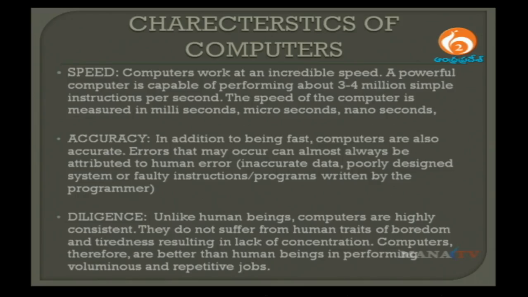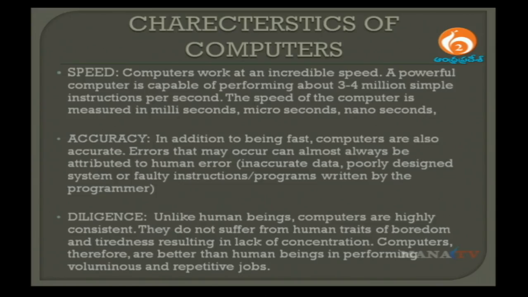Now let us read the last point once again. Computers are better than human beings in performing voluminous and repetitive jobs. What does this mean exactly? You just have to mention that computers are always active in doing all kinds of voluminous jobs. For example, human beings really can't do a lot of work at one time. They can't do multitasking. But computers can do a lot of multitasking.